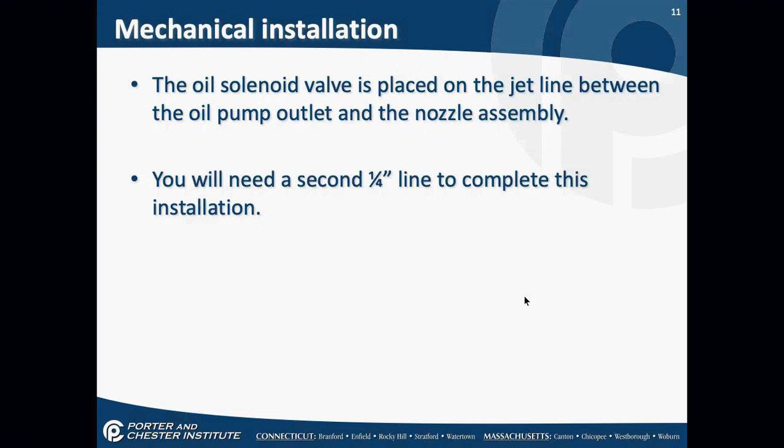The oil solenoid valve is placed in what we call the jet line. That's a new terminology for you. The jet line is the small copper tube between the pump outlet and the nozzle assembly. It's called a jet line. Don't ask me why. It's a 1/4-inch line, and it is easily damaged. It's copper, easily damaged. But in order to install this solenoid valve, you need a second 3/4-inch line.